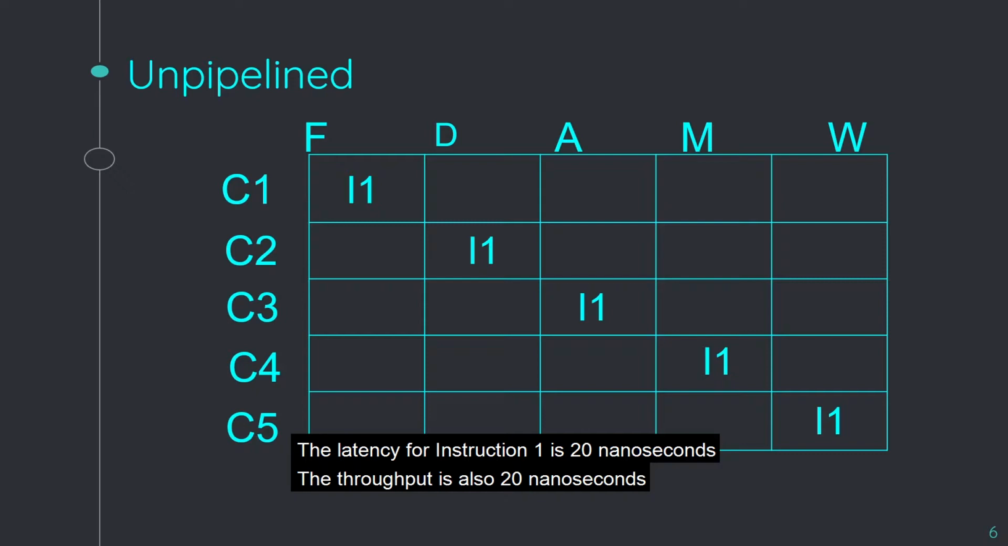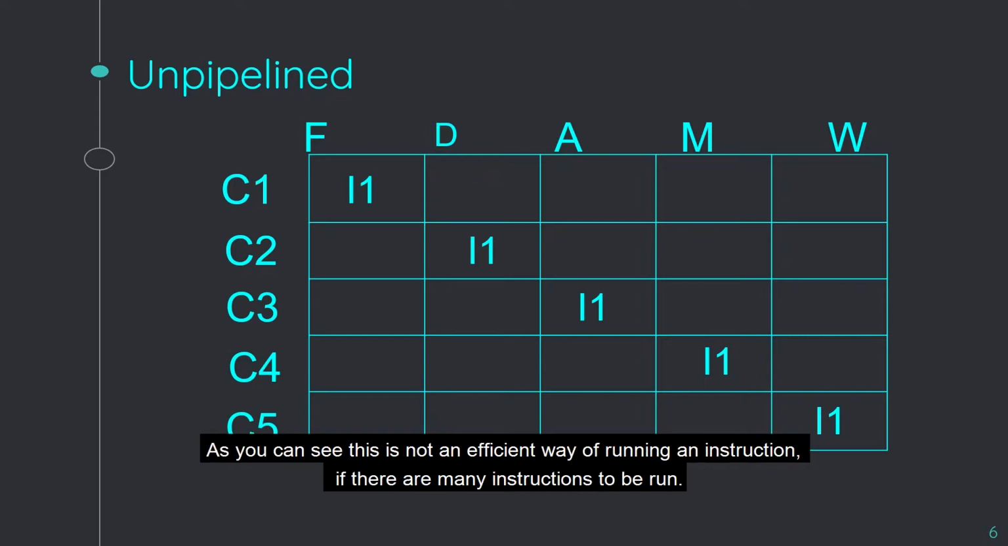The latency for instruction 1 is 20 nanoseconds and the throughput is also 20 nanoseconds. As you can see, this is not a very efficient way of running an instruction if there are many instructions to be run.